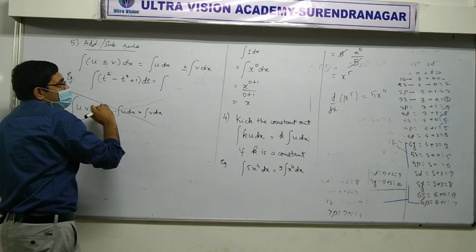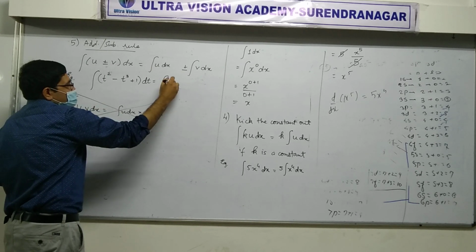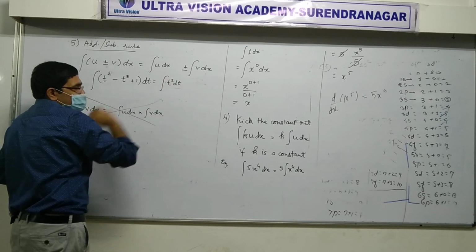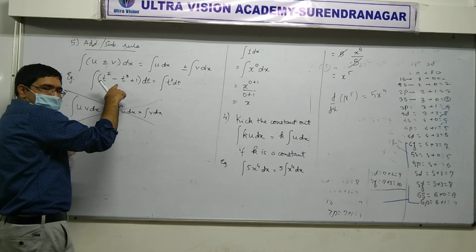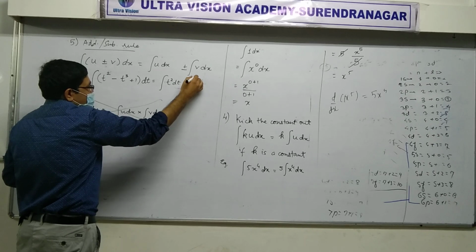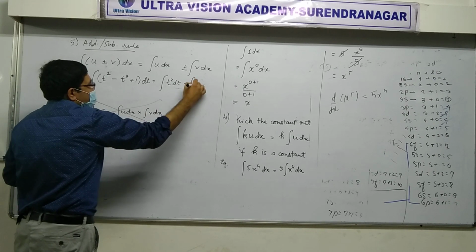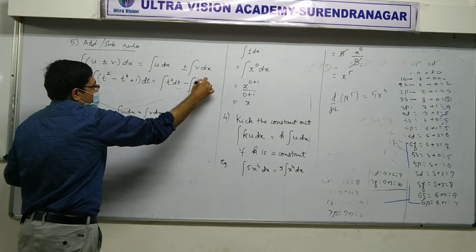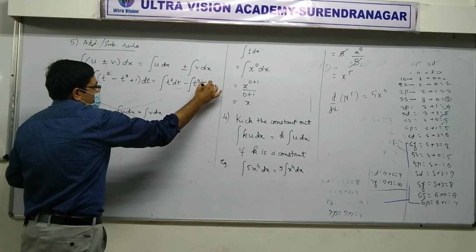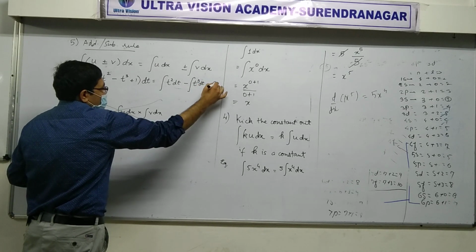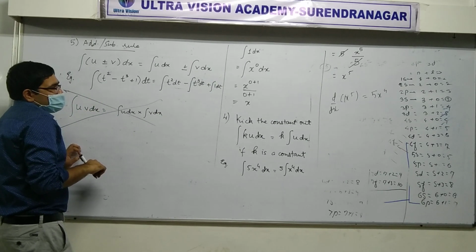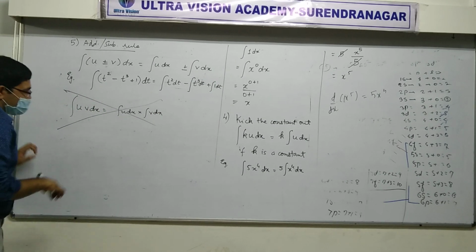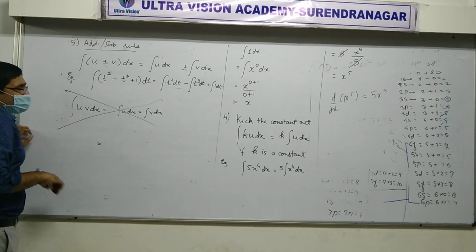Integration of t square dt. Okay? Yes. Then which sign to put? Minus. Minus integration of t cube dt. Understood? Yes. And then plus integration of 1 dt. 1 dt means dt. Okay? So in the next step we'll have the final answer.